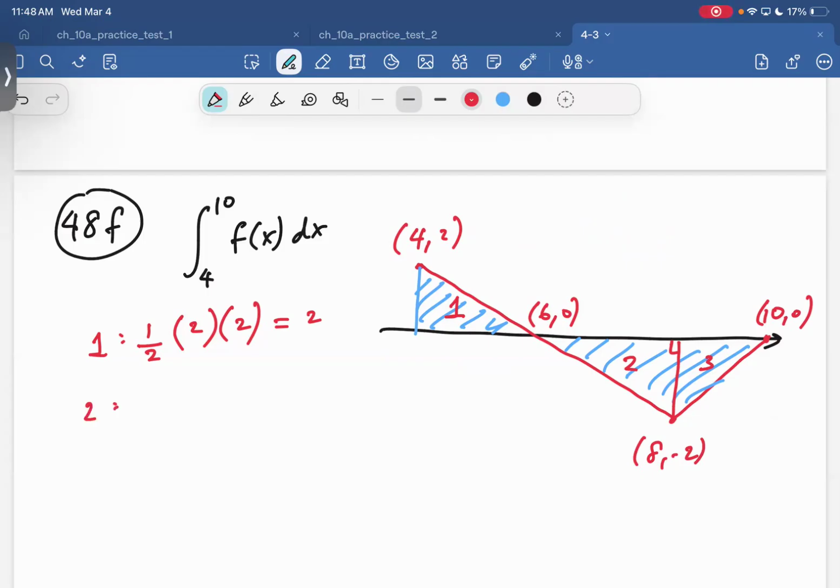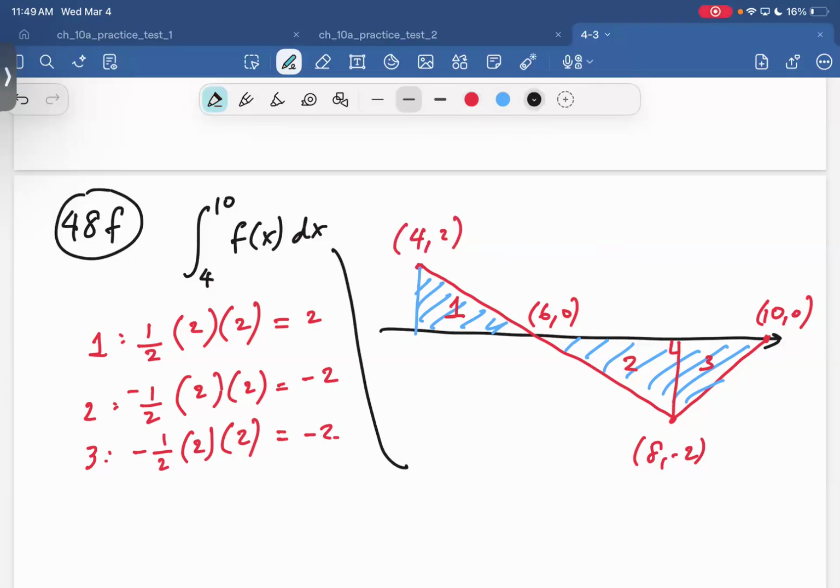What is the area of part 2? Once again, the base is length 2, right? And the height is also length 2. But this is a negative area this time, right? Because it's under the x-axis. So this will be negative 2. And then 3, you can do the same process. It should be negative 2 as well. Okay, so we've split up this integral into 3 different parts when we calculated the area separately. And so that tells us that the final answer is going to be negative 2. I just need to add all the areas together. 2 minus 2 minus 2, negative 2.